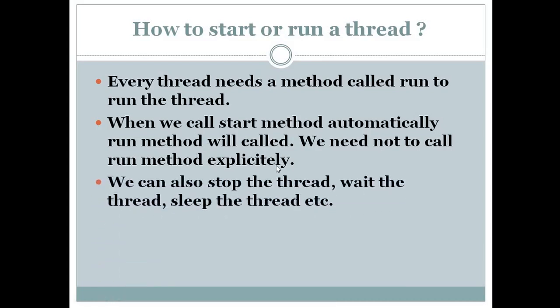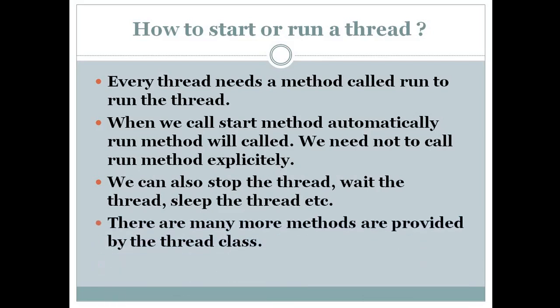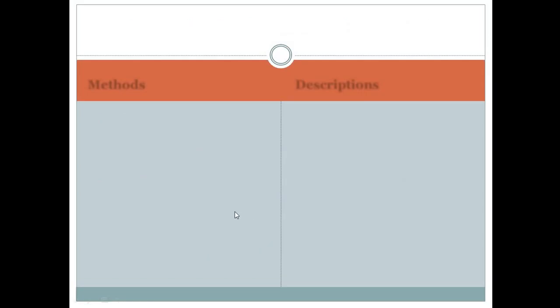We can also stop a thread, and we can make a thread wait for some time. We can sleep the thread, because many more methods are provided by the Thread class in Java. Through those methods, we can do many more operations with threads. Now we can see what the Thread class looks like.